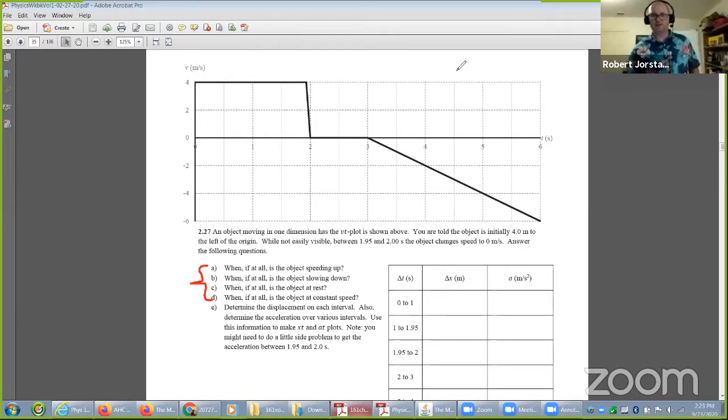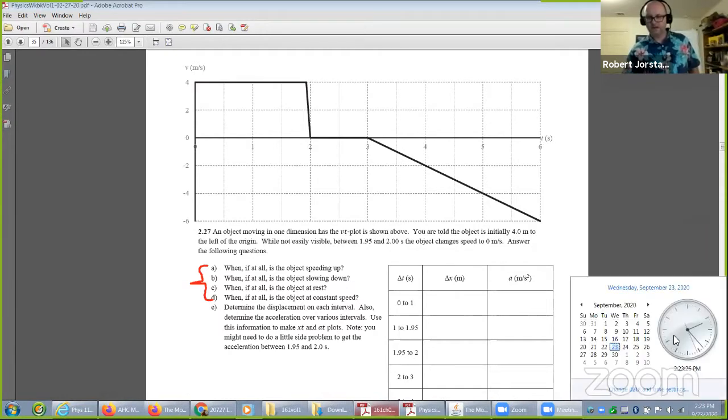Okay, I'm going to give you a minute. We're looking at those first 4. And this is a VT plot, velocity versus time. I'm going to ask you guys about these 4 questions in about 1 minute. All right. So I'll wait till 2:25 on my clock on the screen there.